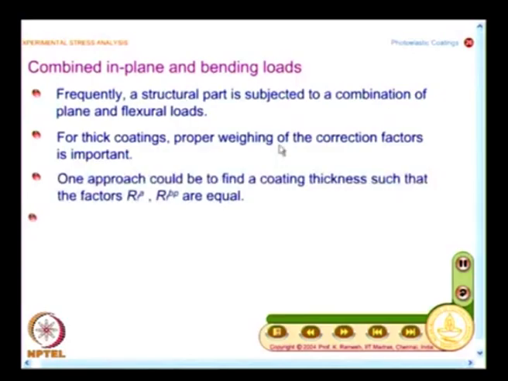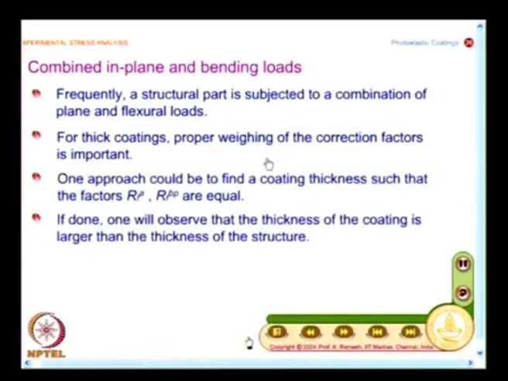And this is also discussed. These are all to show what kind of contradictions that we may have to face. You will have in general combined loads. I have a combined in plane and bending loads. For thick coatings, proper weighing of the correction factors is important. And one of the approaches could be to find a coating thickness such that the axial load correction factor and bending load correction factor are equal. Suppose I do this, thickness of the coating is larger than the thickness of the structure. So, such contradictions exist. See, the whole idea here is we have looked at what is the correction factor.